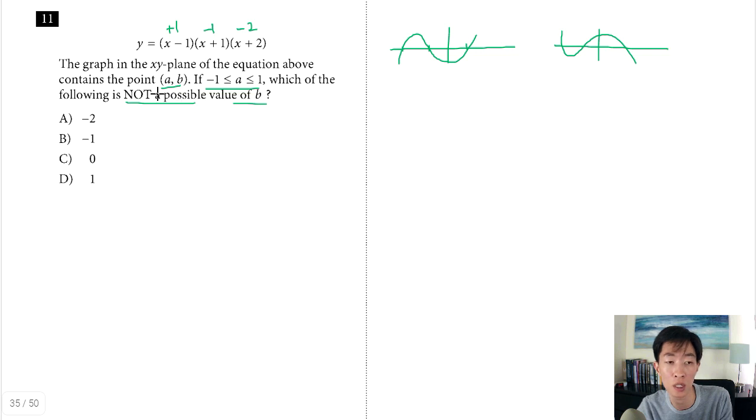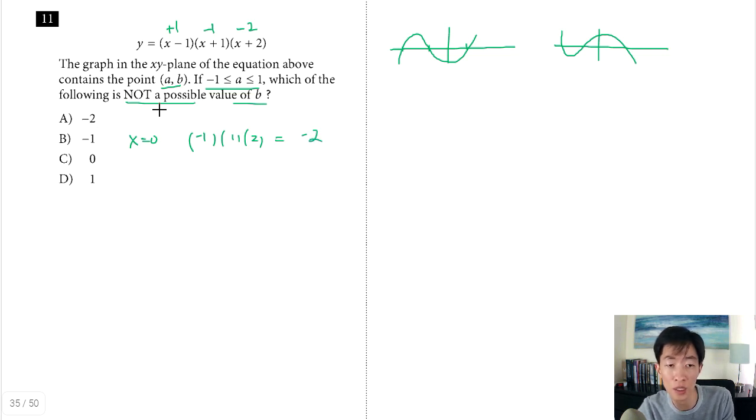The only thing you need to do on this question is take a test point for a, and since a is in the x coordinate, plug it in for x and see what you get, and then start eliminating choices. So my instinct is to do the easiest one, x equals 0. When x equals 0, let's plug it in. We get 0 minus 1, negative 1, 0 plus 1 times 1, 0 plus 2, positive 2. That equals negative 2. What does that tell you?